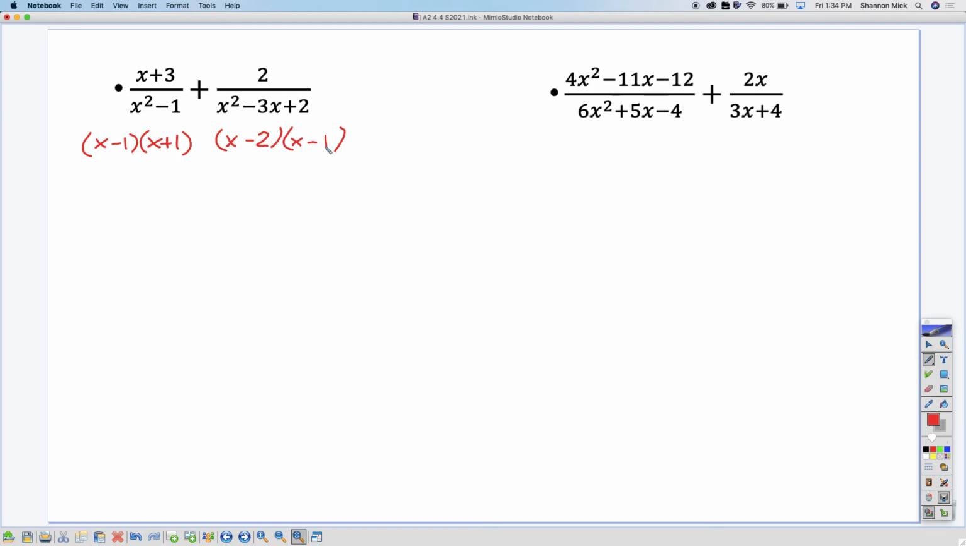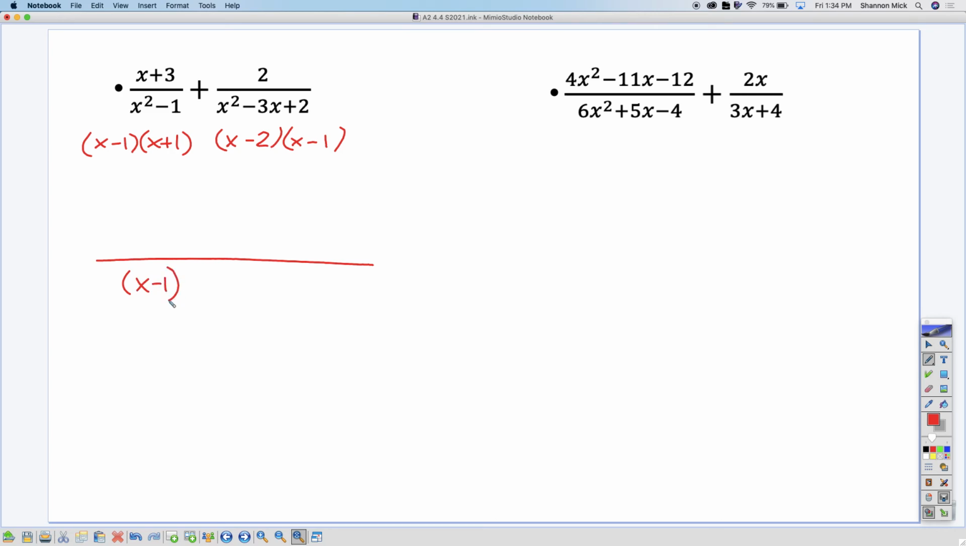So, remember when we had 10 and 15, right? They both had a common factor, yes? But then we had to bring the other factors from each of them as well, didn't we? So, what is my common factor that these two have? X minus 1. So I'm going to have an x minus 1. I'm good there, yes?